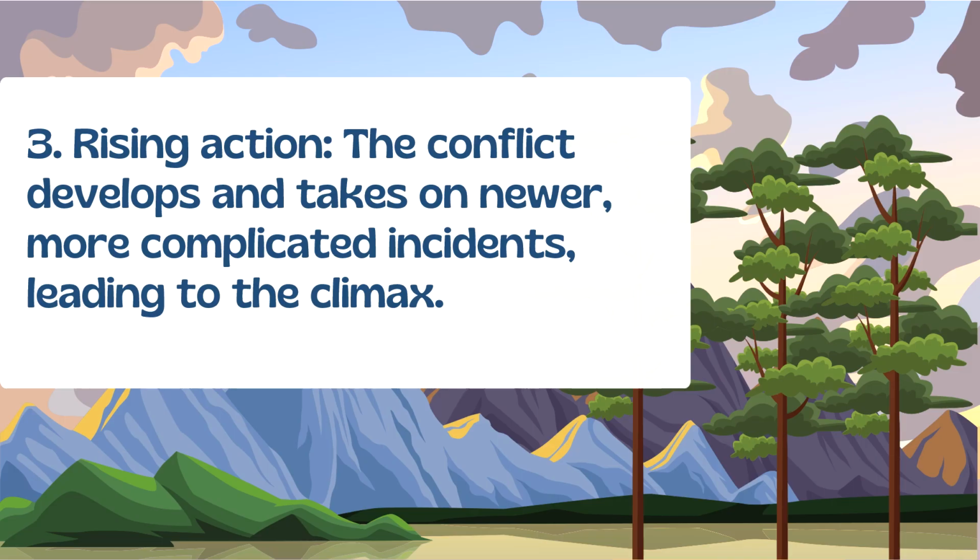Number 3, rising action. The conflict develops and takes on newer, more complicated incidents leading to the climax. Now here, in between the inciting incident and rising action, that's where the villains, the antagonists are also introduced, as well as the conflicts.